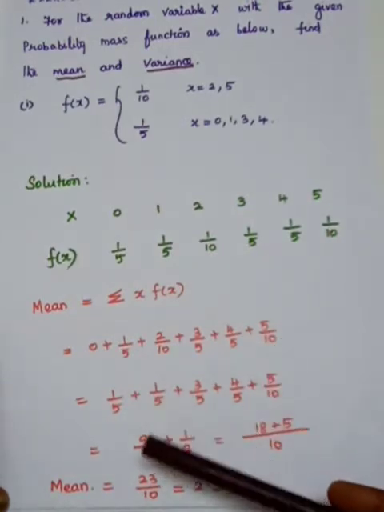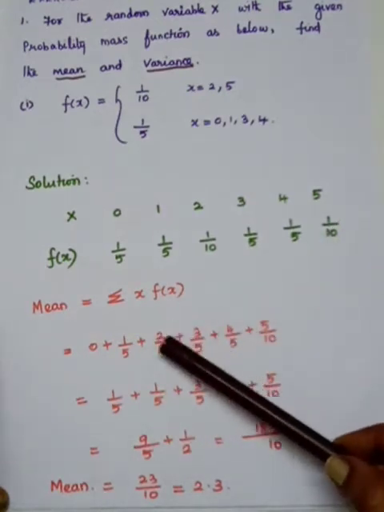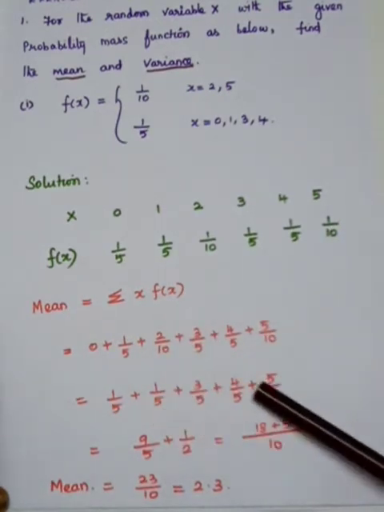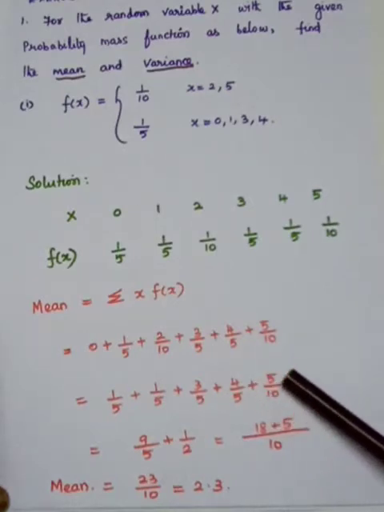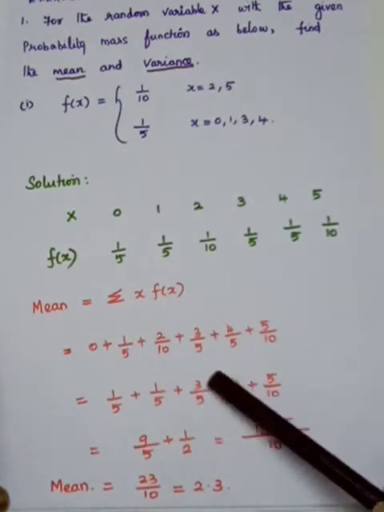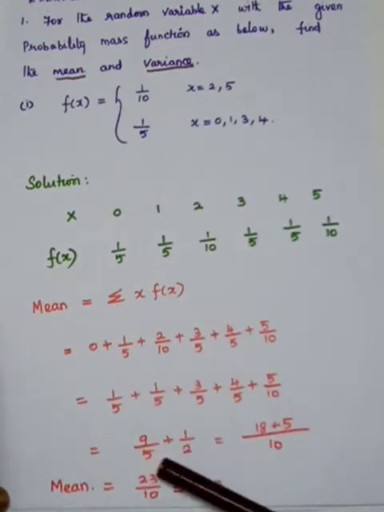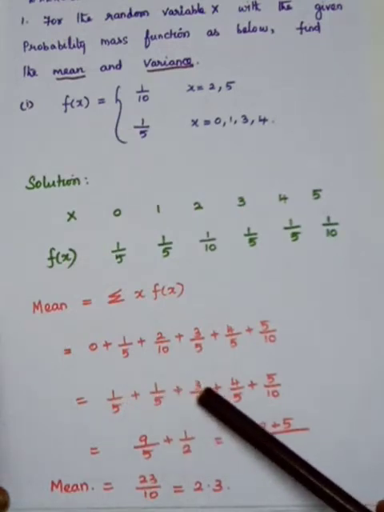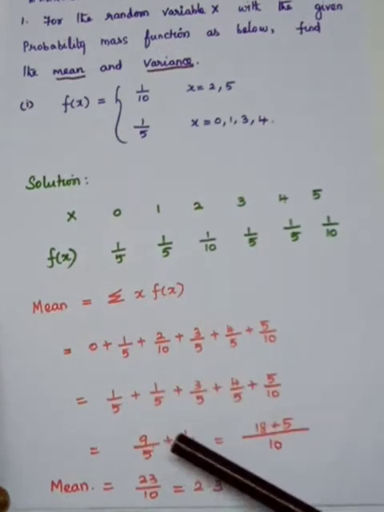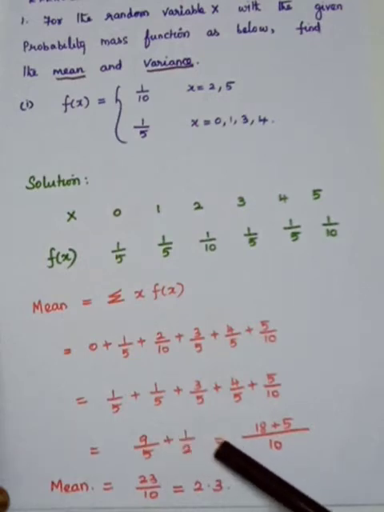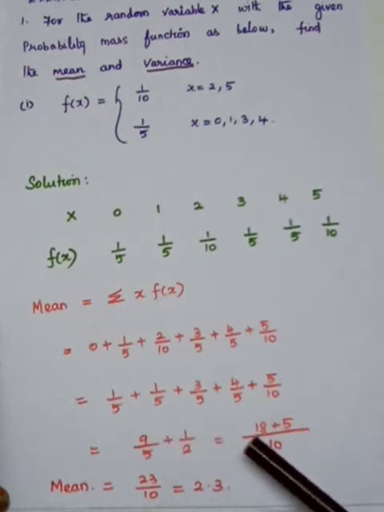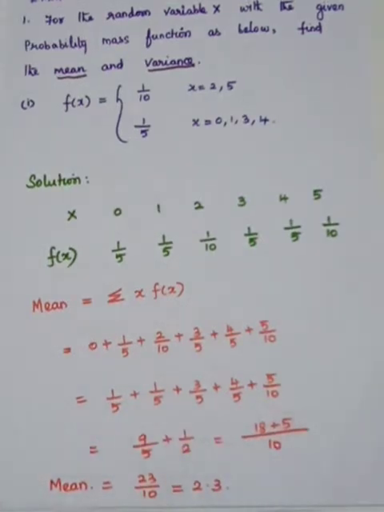Okay. So now, this 2 by 10 can be written as 1 by 5, and 5 by 10 can be written as 1 by 2. So if you add the first four terms, the LCM is 5. 1 plus 1 is 2, 2 plus 3 is 5, 5 plus 4 is 9. So 9 by 5 plus 1 by 2. If you take LCM, it is 10. So 9 twos are 18, plus 5. So 18 plus 5 is 23 by 10, that is 2.3. So we have found the mean.